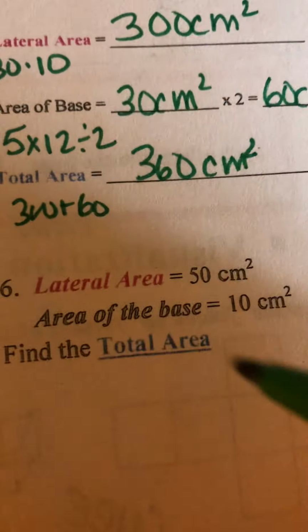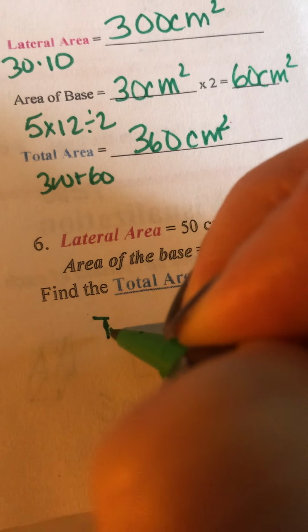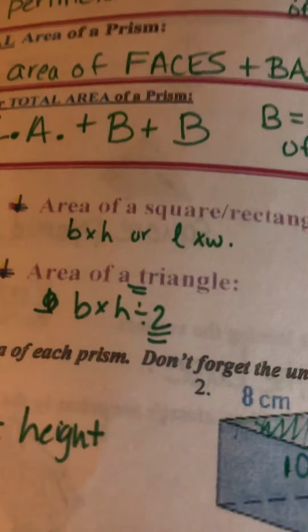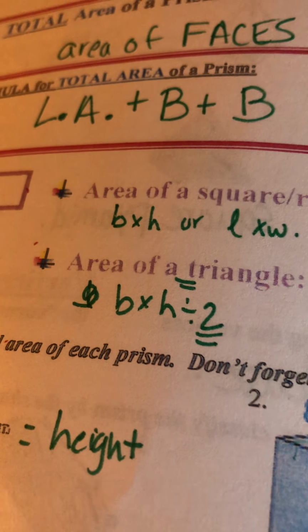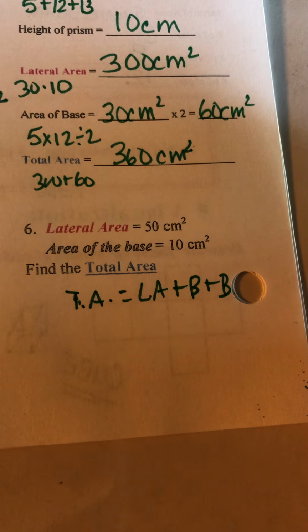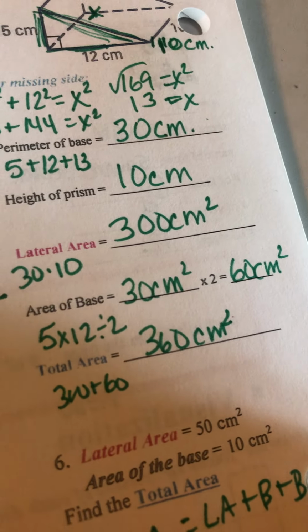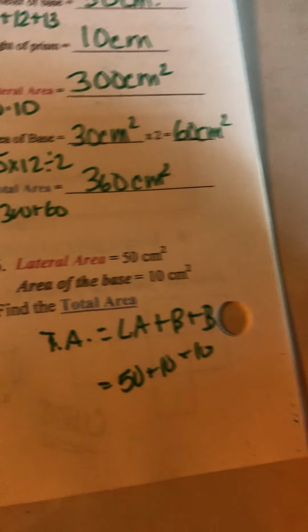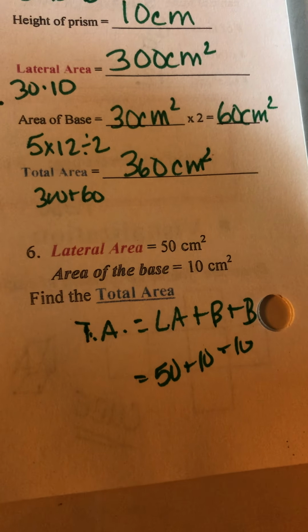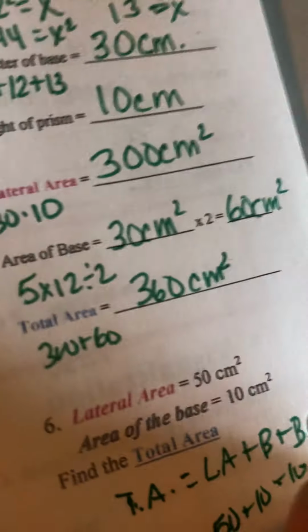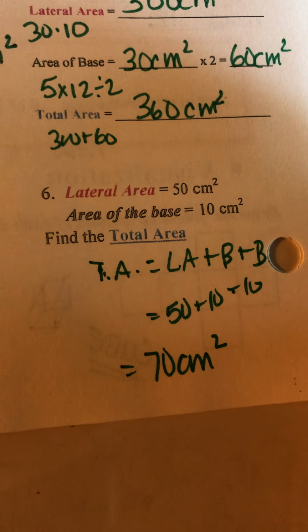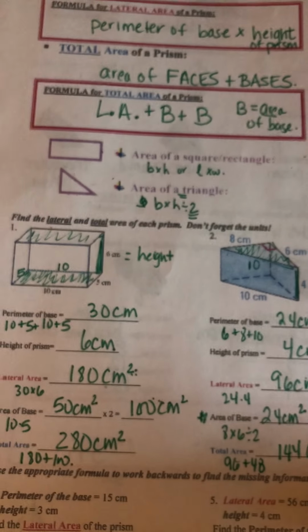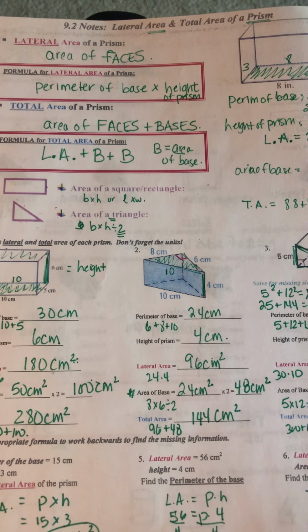The very last one is asking for total area. So I'm going back up here: total area is lateral area plus area of base 2 times. The lateral area is 50 plus 10 plus 10, just substituting it in. So the total area is 70 centimeters squared, like that. And there is lateral and total area of a prism.